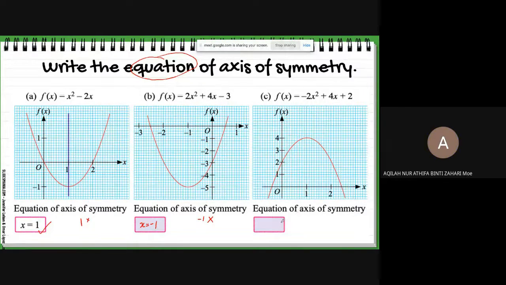Okay, yang ini? Okay, see? X equal to 1. Okay, good. So kalau kita tengok, the maximum point sini pun dia akan bagi 1, 4. Nampak tak? Ini x coordinate ni dia akan follow kita punya axis of symmetry. Ini ni negative 1, negative 5. So you punya axis of symmetry same as x coordinates of the minimum point or maximum point. Okay, good.